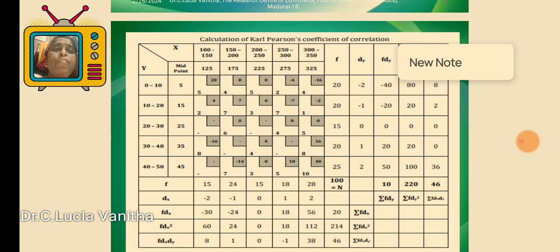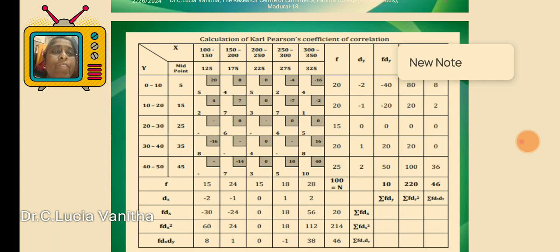Okay, 15 minus 25 divided by the class interval. The class interval is 10 here, so minus 1. The same way, 35 minus 25 divided by class interval 10 is 1. 45 minus 25 divided by class interval is 2.